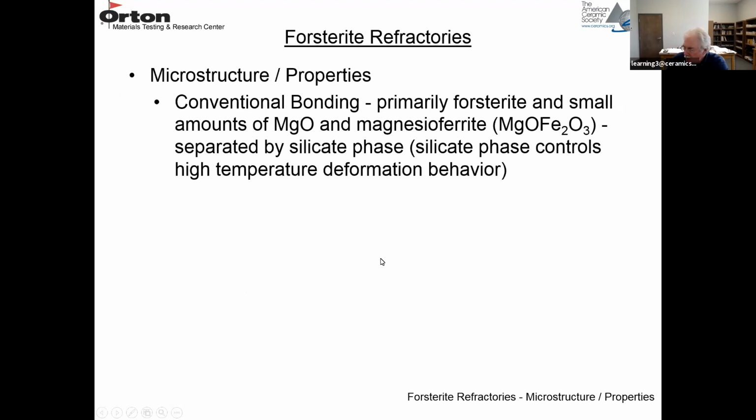And the microstructure, if it's a conventional bonded material, and these are primarily conventional bonding, it's going to be forsterite and small amounts of MgO and magnesioferrite separated by a silicate phase. So you're kind of stuck with this microstructure, and the silicate phase is going to control the high temperature behavior as in all these, as typical for other materials that we've just talked about. So you're going to end up with forsterite, MgO, and magnesioferrite separated by a silicate glassy type phase.